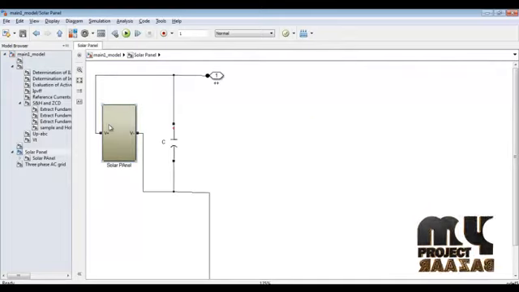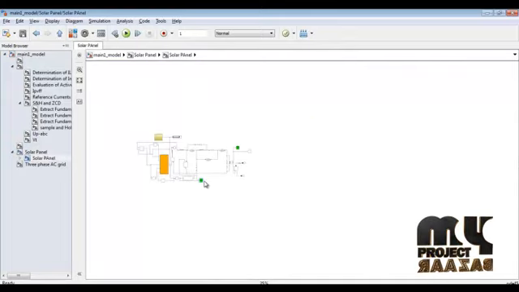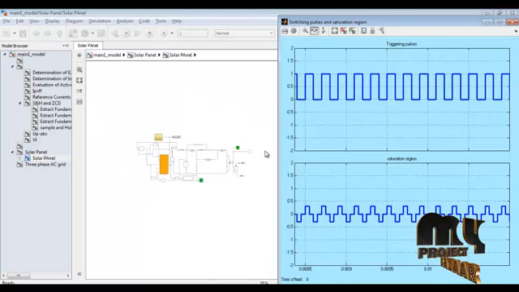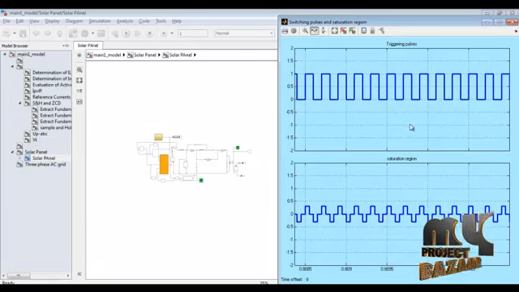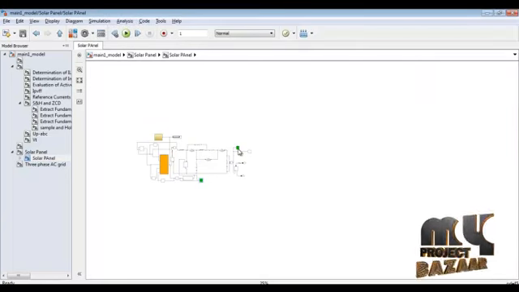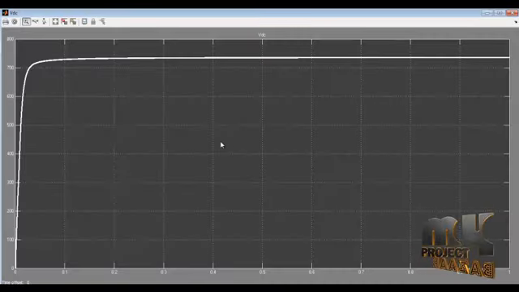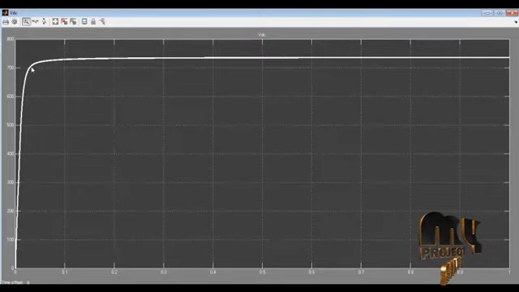Next we move on to the solar panel. This is for our solar panel results. This is for our DC to DC boost converter triggering pulses and saturation regions. We are getting our triggering pulses and saturation regions perfectly. And this is our VDC for the solar panel boost converter levels.